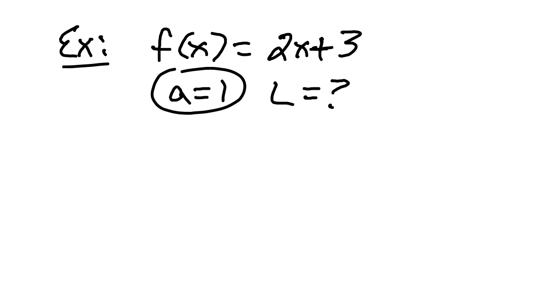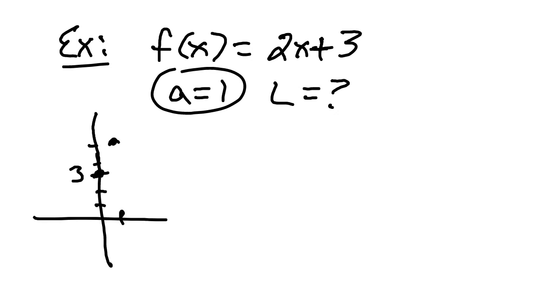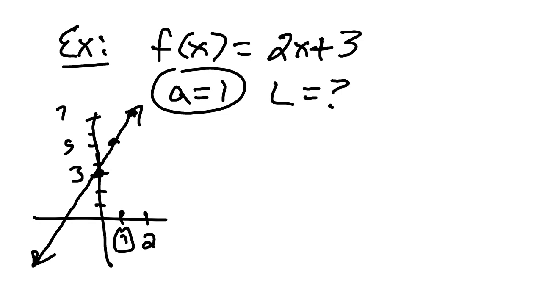Well, in this case, if we look at the graph, if you plug in 0, we get 3, right? If we plug in 1, you get 5. And if I plug in 2, what do we get? 7. So anyway, it's a line with a slope of 2, right? And then what I'm doing here is a equals 1. Well, it's pretty obvious on the graph what I'm approaching.